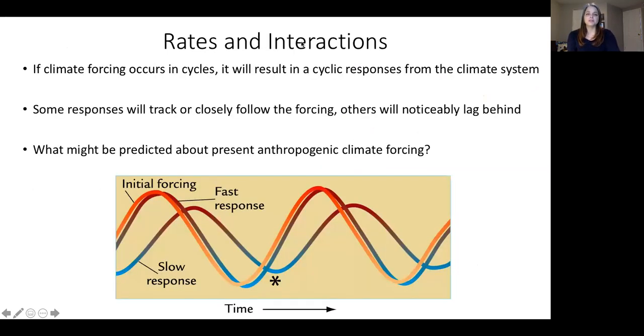So again, if that climate forcing is cycling and we end up with a cyclic response, we may end up with a bit of a lag between some of these things. The initial forcing is here, and the fast response tracks it. This could be the atmosphere or the upper ocean, whereas the slow response is maybe the deeper part of the ocean. So it becomes a little bit out of sync between those things. Depending on where we're looking for evidence of change, we might see a lag or a delay in that impact in the fossil record or in the isotope record, wherever we're looking for evidence of climate change.